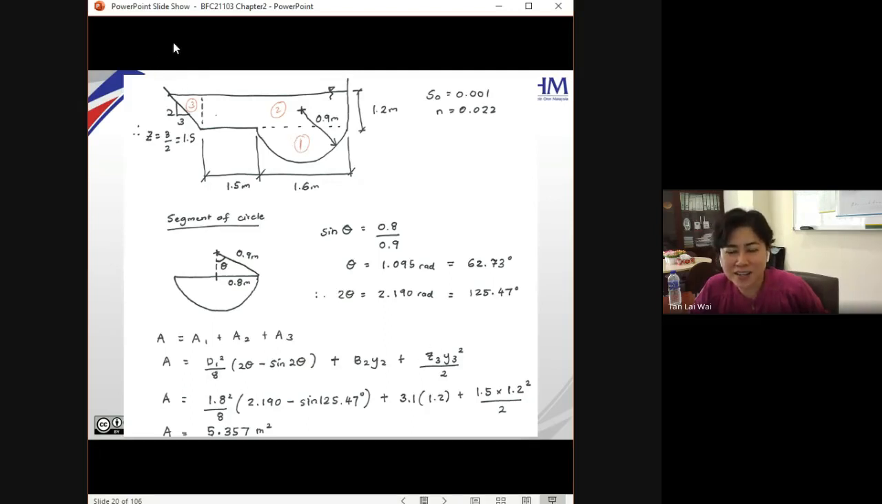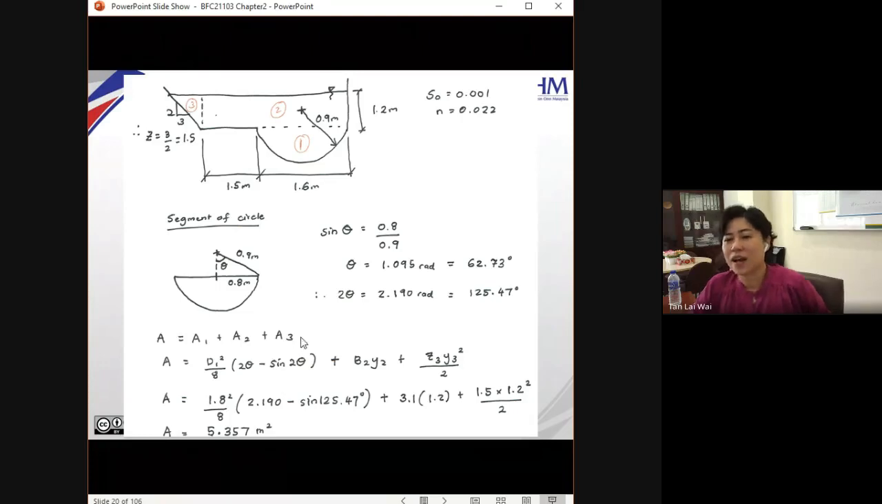All right, so this is my area. How about this triangular section here? The typical formula that we use to find the area of a triangular section would be ZY squared, but this is only half of it, it doesn't consider the other half. So the formula that I'm going to use is half of ZY squared. What is my Z? Since my vertical is 2, to make it 1, I need to divide by 2. Therefore, horizontal also I divide by 2. So my Z is 1.5. Y would be 1.2 meter.